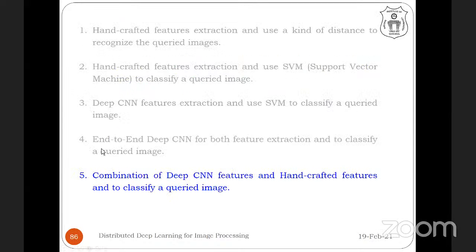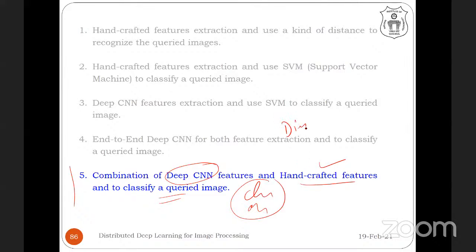And the last category, the present trend, is to use deep CNN features and handcrafted features both together, either for classification or object detection and so on. So we started working on this. And when you go with this combination, then the actual distributed deep learning has started.